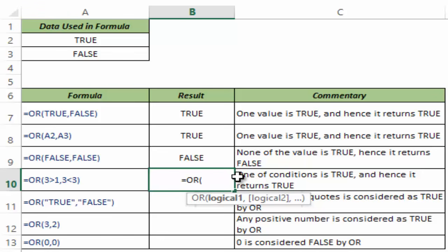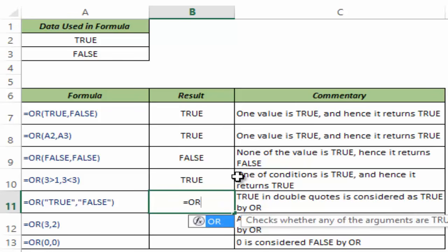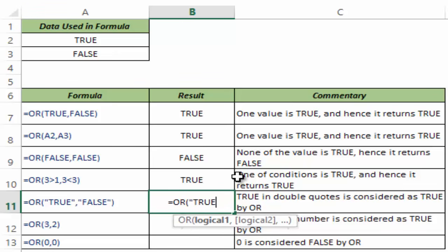So to show you this, let me put in a logical condition, which is 3 is greater than 1, which is obviously true, and 3 is less than 3, which is false. But since one of them is true, it returns true. I can use these arguments true and false within double quotes, and Excel would know that I mean to use true and false even though they are in double quotes. And as I hit enter, this returns true because one of them is true.